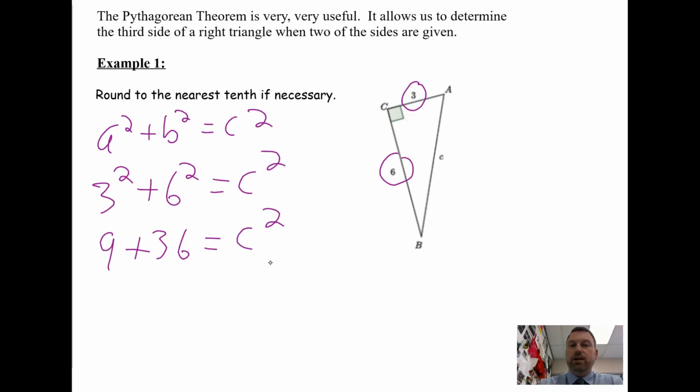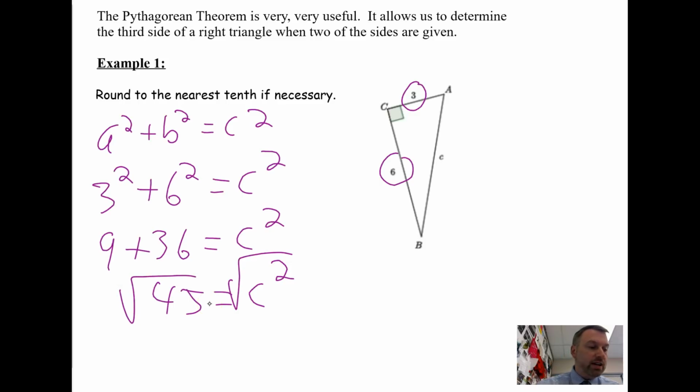Again, if I go too fast at any point, you pause and back it up. 9 plus 36 is 45. And like we practiced today, I don't want the square of a number. I want just the variable. So I need to take the square root of both sides. Okay. And in this case, the square root of 45 to the nearest tenth is 6.7.